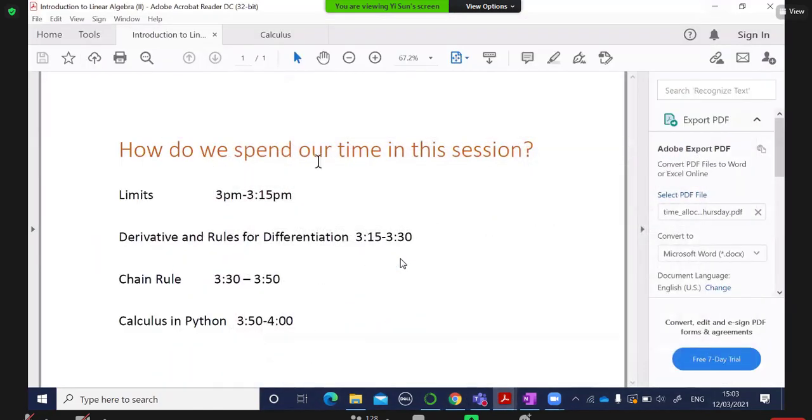That is how we would like to spend our time today. 15 minutes for limits, and then about 15 to 20 minutes for derivatives and differentiation, with some rules you need to apply. You also need to learn the chain rule. Finally, we will have about 10 minutes to look at how this calculus can be done in a Jupyter notebook.